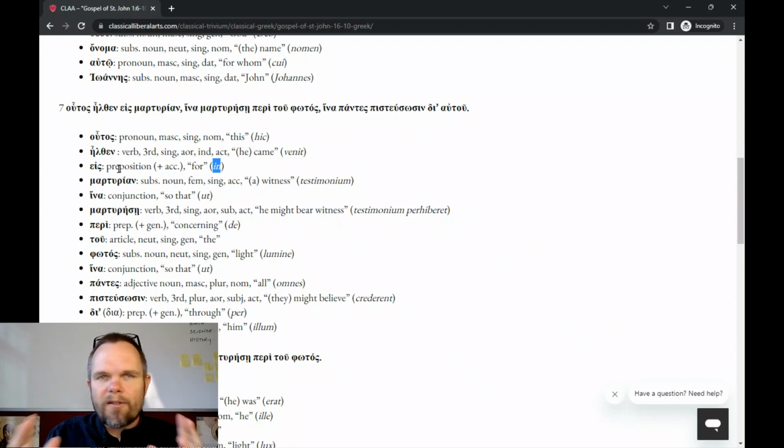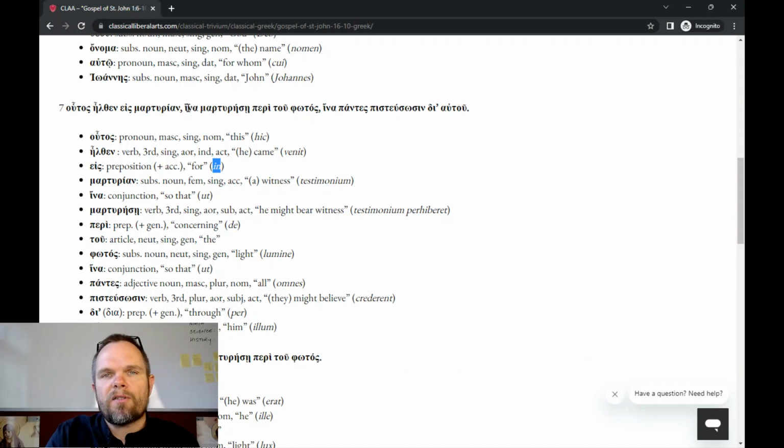Even though there's lots of room, there's lots of flexibility in translation, when we're studying language, we don't want to make use of that freedom. We want to stick to the words and be able to give an account for every single part of our translation. So, houtos eilthen eis marturian. Let's just keep it very literal and simple. This man came for a witness. Okay, keep it very simple. This man came for a witness.